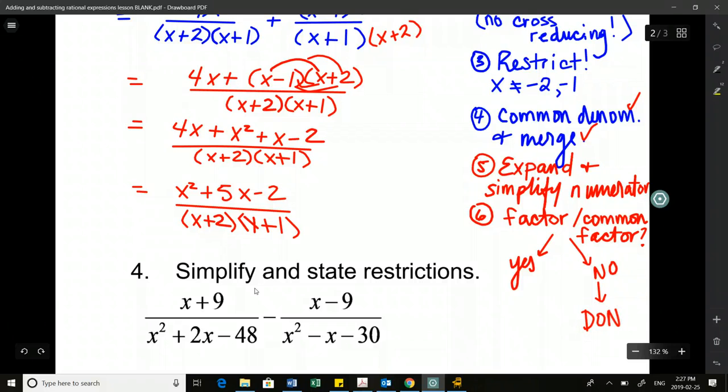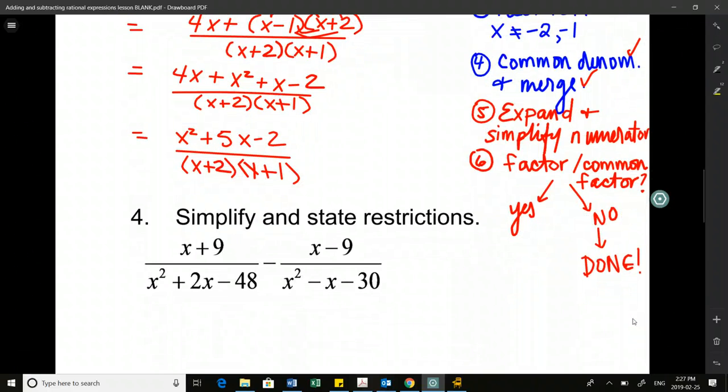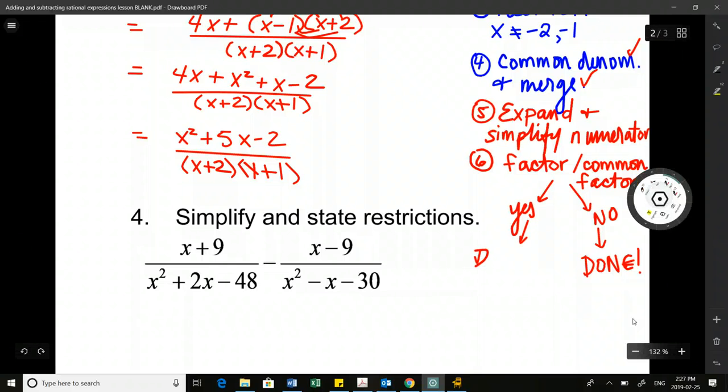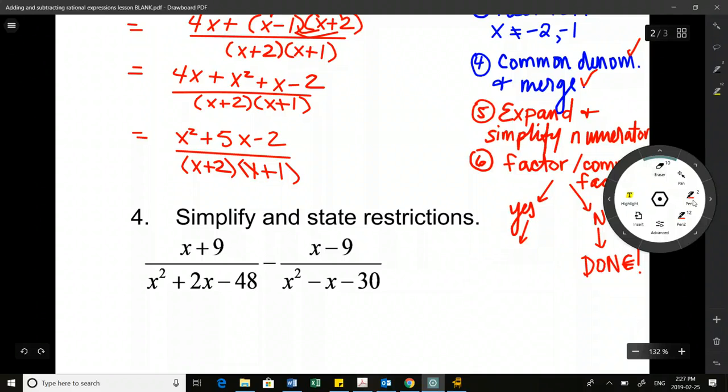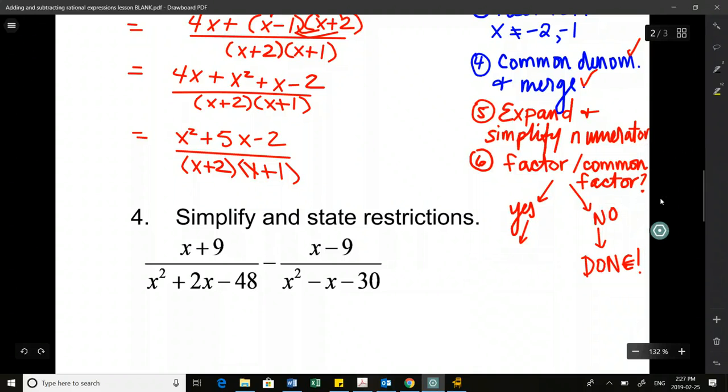Sorry, I know these steps are going long, but okay. So my last question, can I factor or common factor that numerator? If my answer is no, I'm done. If my answer is yes, I'm going to, of course, do it and then see if you can factor or see if you can cancel anything, okay?